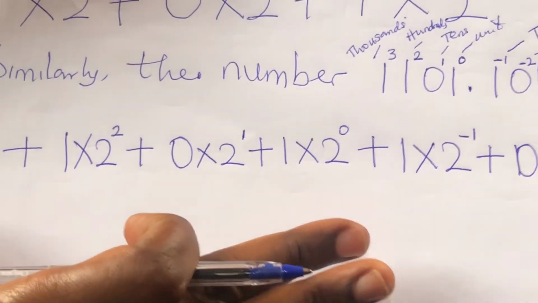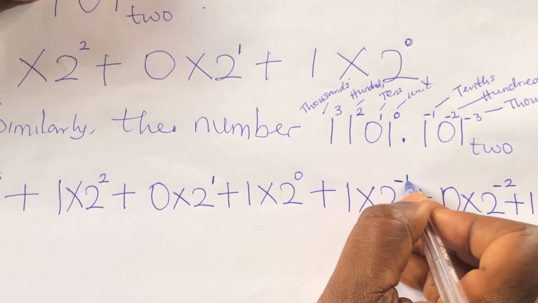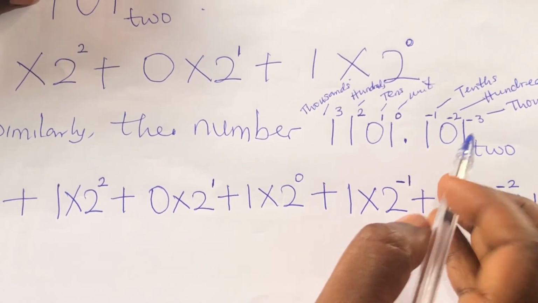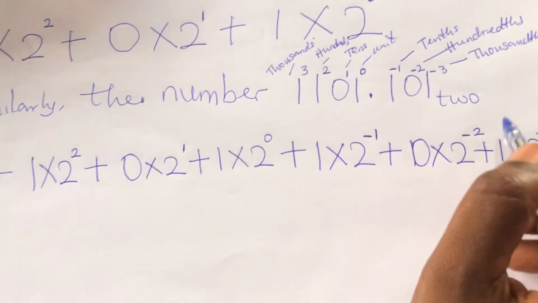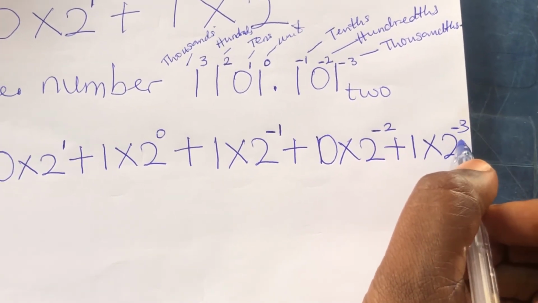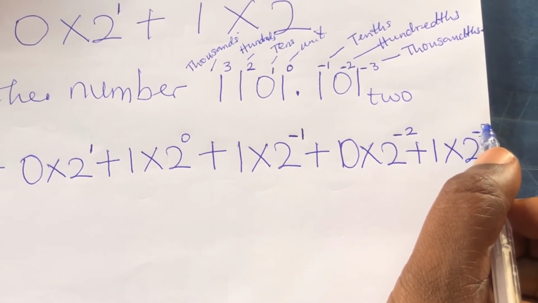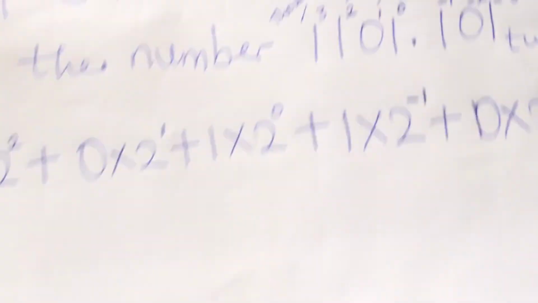So you have to note all this. If you see raised to the power of negative 1, you know it is tenths. If you see raised to the power of negative 2, you know it's hundredths. If you see raised to the power of negative 3, you know it's thousandths. So that is that. Now, let's solve another example.